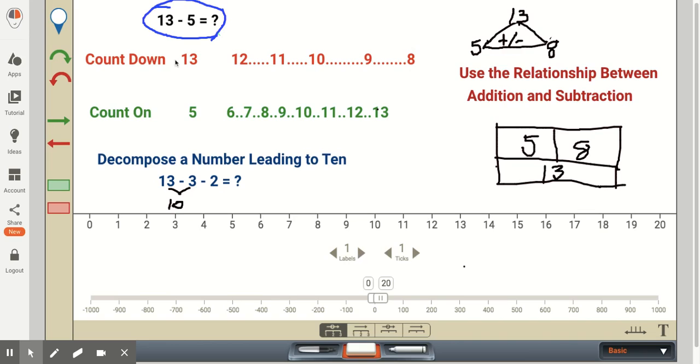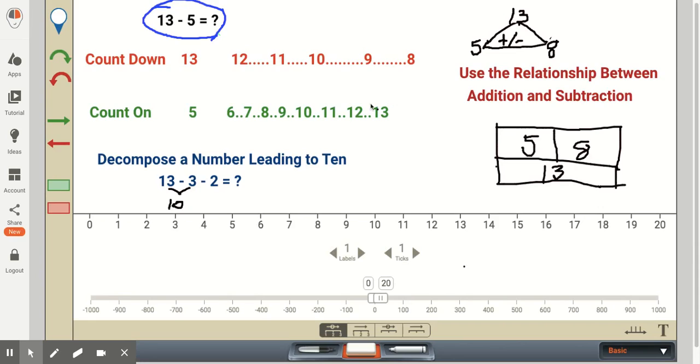For the counting on strategy of 13 minus 5, we're finding the difference between these two numbers. So we're starting at 5 and counting up to 13: 6, 7, 8, 9, 10, 11, 12, 13. And how many numbers have we had to count on? 1, 2, 3, 4, 5, 6, 7, 8 numbers. So our answer would be 8, just like in the countdown strategy.